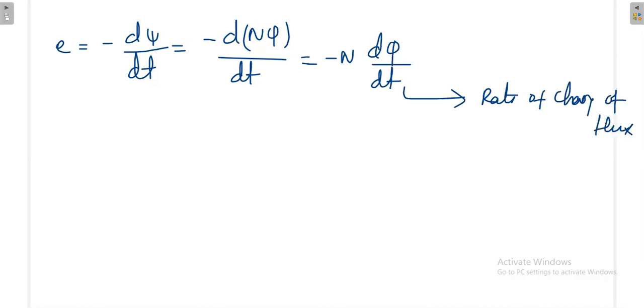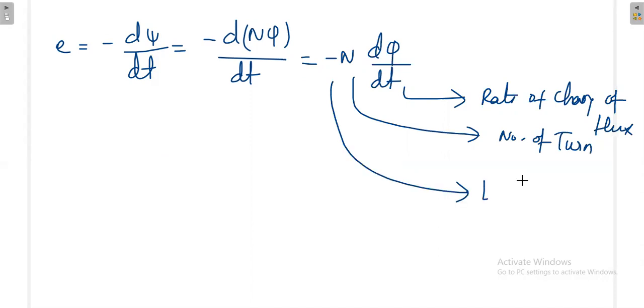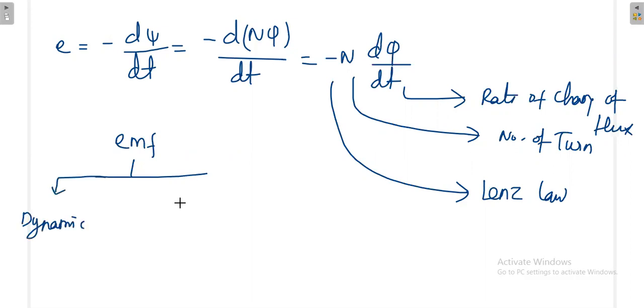Again, n means number of turns. This minus sign is from Lenz's law. There are two types of EMF. One is dynamically induced EMF. Again, this principle will be used in static also.